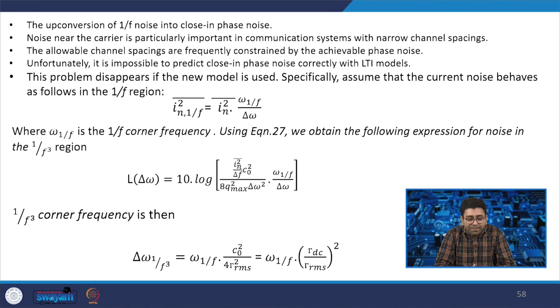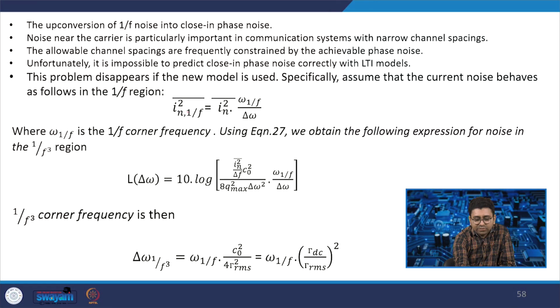Now, this up-conversion of 1 by f noise into close-in phase noise, I already told you. Noise near the carrier is particularly important in communication systems with very narrow channel spacing, and the allowable channel spacing is frequently constrained by the achievable phase noise. However, unfortunately, it is impossible to predict the close-in phase noise correctly with the LTI model, and this problem disappears if the new model is used, and specifically assume that the current noise behaves as follows.